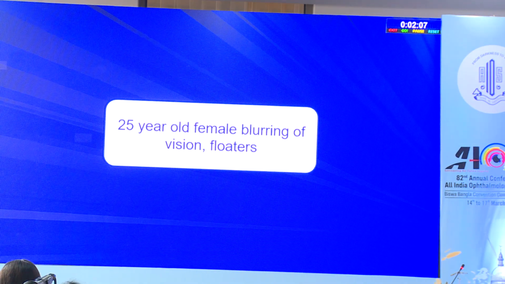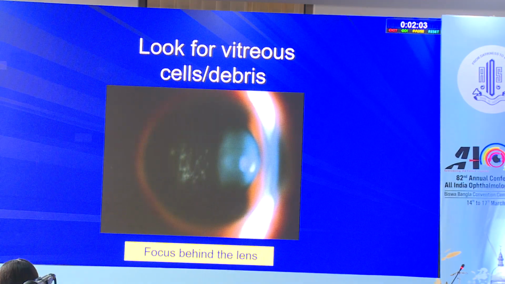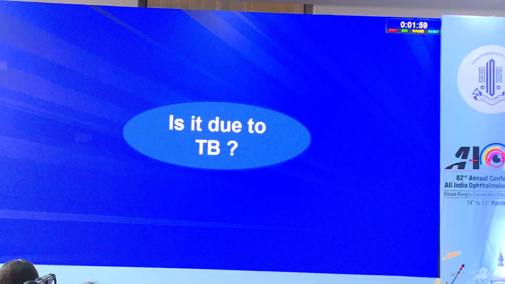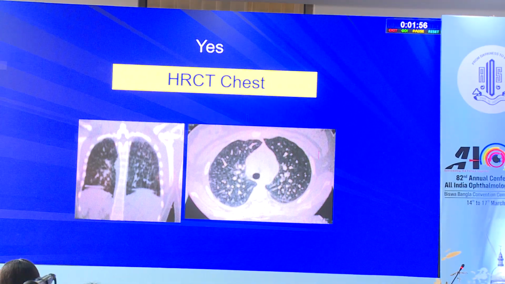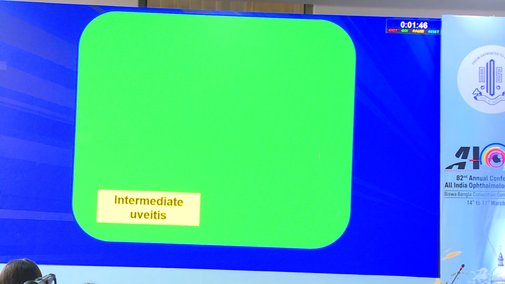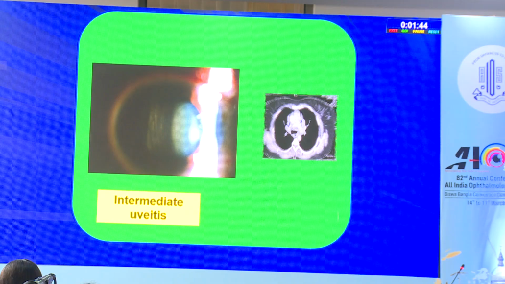I will show you an example: a 25-year-old female with blurring of vision and floaters. Look for the vitreous cells and debris, and we could see them. Is it due to TB? Yes, it was TB, and it was found on HRCT chest. When we did that, we considered parenchymal infiltrate. And real-time PCR showed 2,204 copies of MTB DNA. Intermediate uveitis can be due to sarcoidosis.